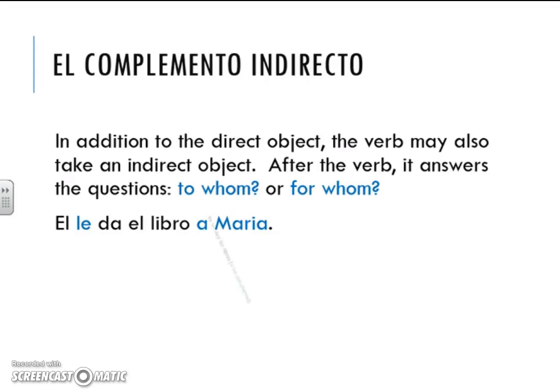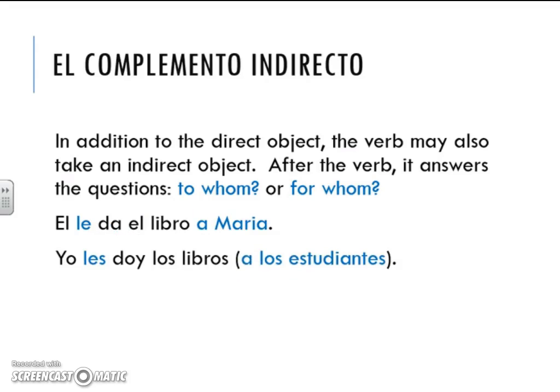Another example would be "yo les doy los libros." A los estudiantes is optional. So I'm giving the books to them. If I want to clarify who les is, I would say a los estudiantes, but more about that in a little bit. "Ella me dice la verdad." She tells me the truth. So she tells what? The truth is the direct object. To whom? To me. That's the indirect.